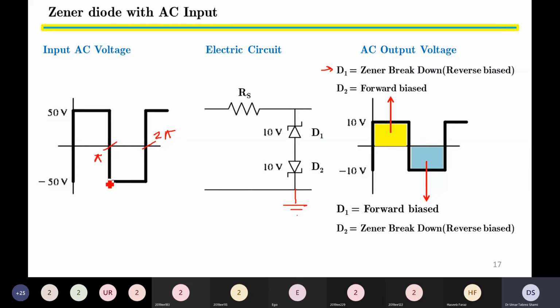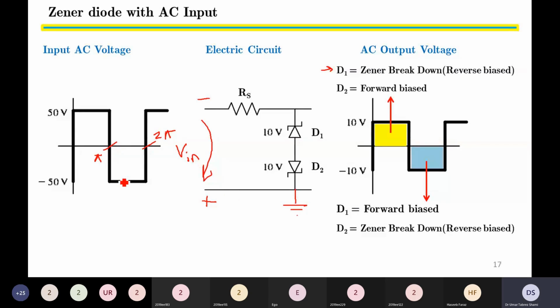During this time, the input voltage is minus 50 volt, and the polarity is such that RS is negative and the ground is positive. Here we have the input voltage V in. We want to study that during the negative half from pi to 2 pi, out of the two diodes D1 and D2, which diode is forward biased and which diode is reverse biased.